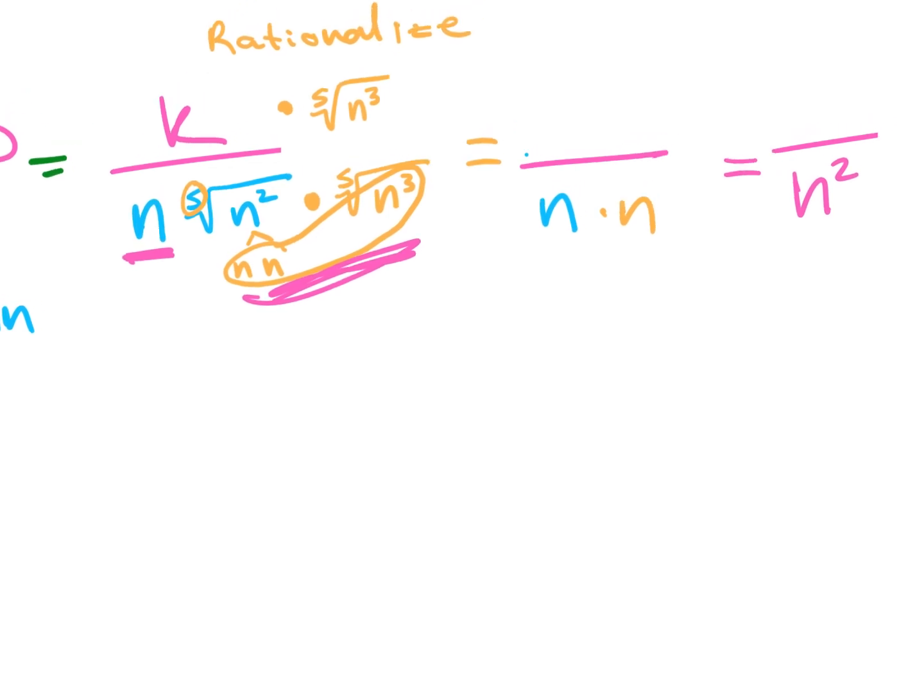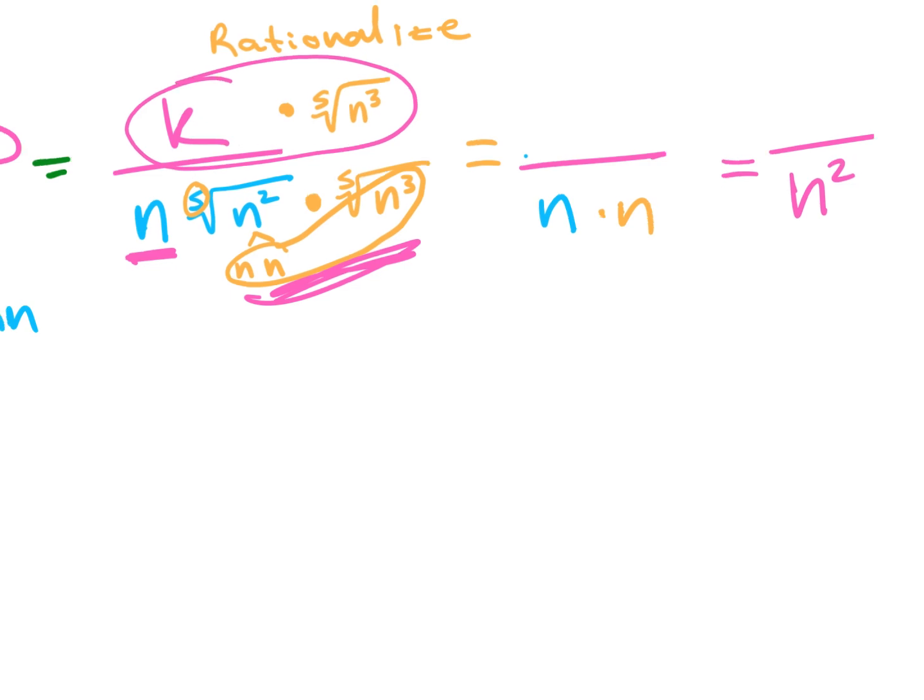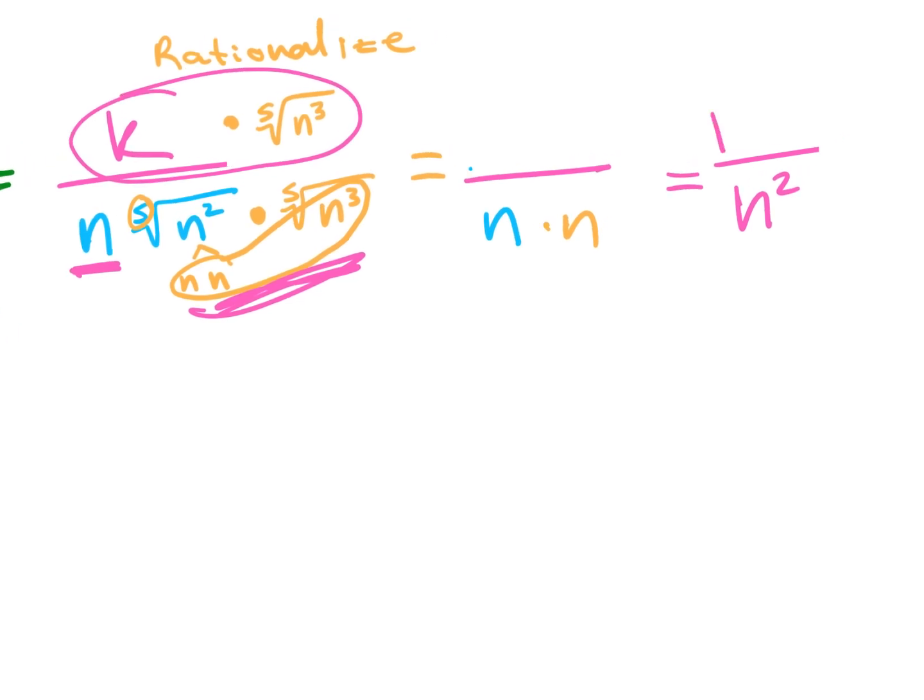Now on the top, can I combine k and the 5th root of n to the 3rd power? Nope, so we would just leave it as k times the 5th root of n to the 3rd power. And that would be our answer.